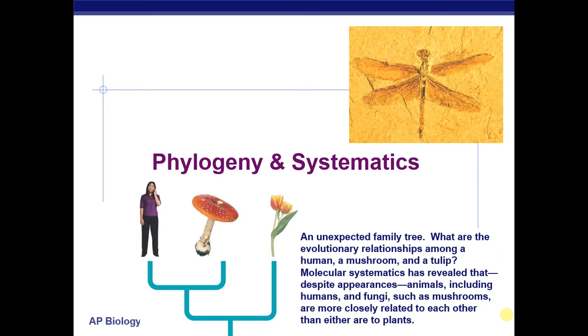And so this is something that's still very much a point of improvement and of research today: how can we make the most accurate tree of life that represents organisms' evolutionary relationships to one another.